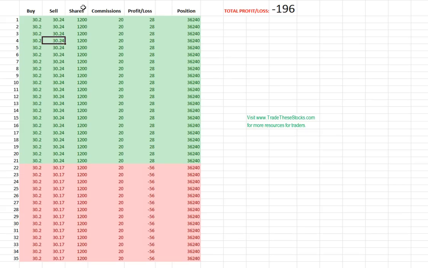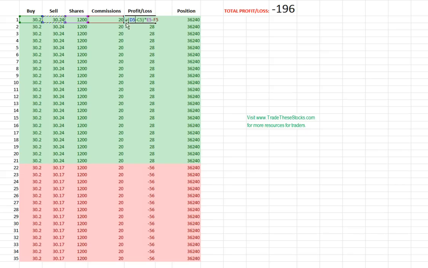Then, very straightforward, you put in your shares, how many shares you had, and commissions, and this would calculate your profit or loss. Let's double click on that cell and show you real quick how it's set up. Again, it's very straightforward. You would have an equal sign and then parentheses, and you subtract the cell, and you can just click on it.